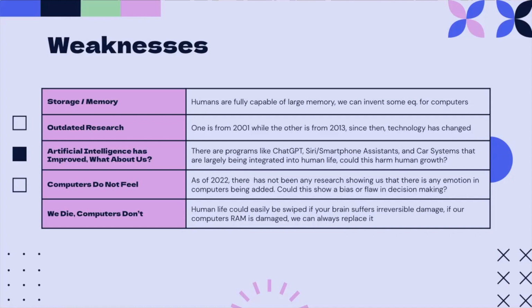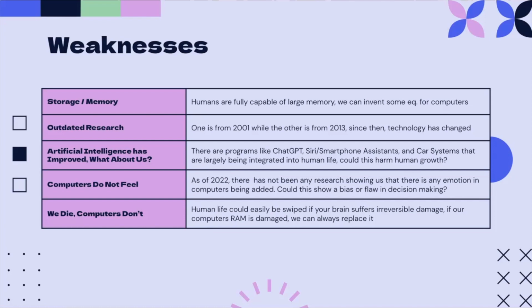And another is that computers do not feel. Again, as I mentioned earlier, there has not been any research showing us that there is any emotion being added in computers. Could not having this emotion be a bias or a flaw, or could it be a benefit when we look at decisions? It's important to note because as humans, we take into account emotion for a lot of the decisions that we make. And another one is that we die and computers don't.